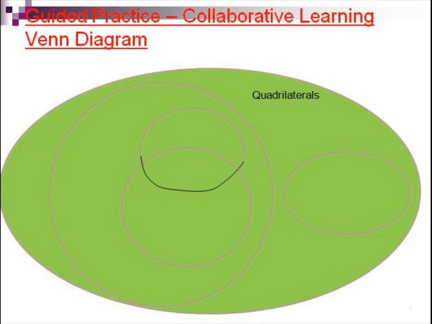Students will then be divided into groups of 3 or 4 students in each group. While they're in groups, they will be working on completing the quadrilateral Venn diagram, which I have on the board. I will tell students the name of the shapes and have them draw it in the appropriate place in the diagram. To get them started, they will have a large circle labeled quadrilaterals.